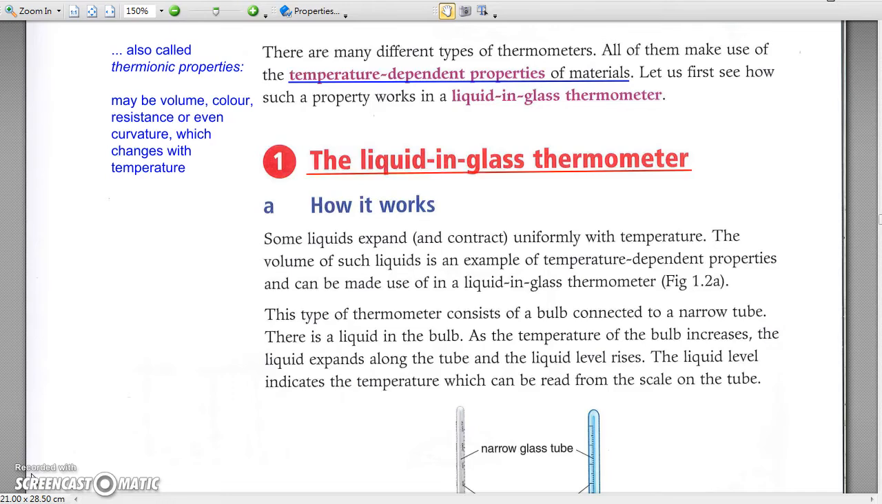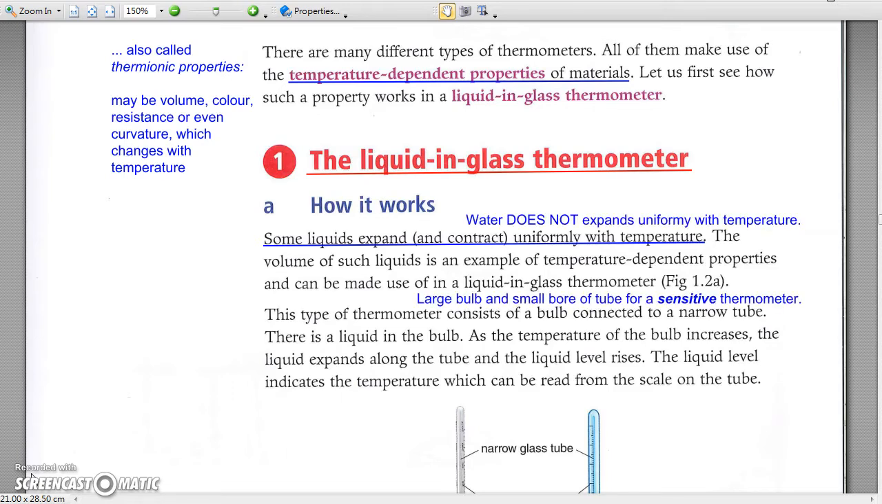1. The liquid in glass thermometer. A. How it works. A liquid in glass thermometer makes use of expansion of liquid. As the measuring liquid expands at higher temperature, the length of liquid column increases, and we may then read the temperature from the scale.